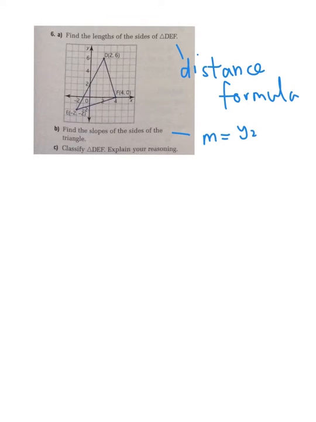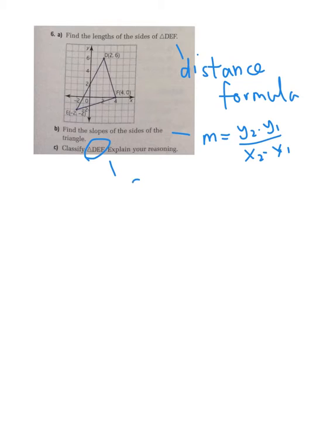Question 6 here, find the lengths of the sides of DEF. Well, that's the distance formula. That should be easy. Just use the distance formula for each length. d equals square root of x2 minus x1 squared plus y2 minus y1 squared. Find the slopes of the triangle, easy. Again, use the slope formula. And then C says classify triangle DEF. So what you're going to find is that from A and B, you're going to get information that's going to lead you to what type of triangle it could be.